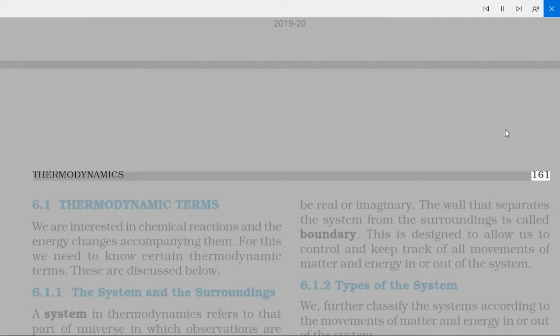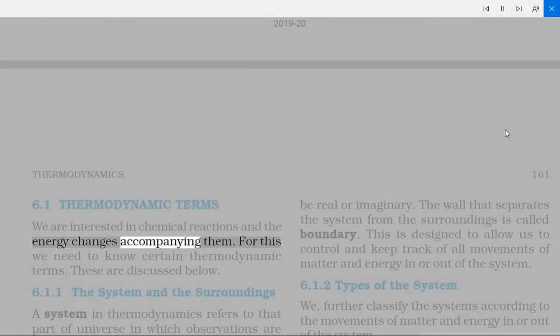Thermodynamics, 6.1 Thermodynamic terms. We are interested in chemical reactions and the energy changes accompanying them. For this we need to know certain thermodynamic terms. These are discussed below.